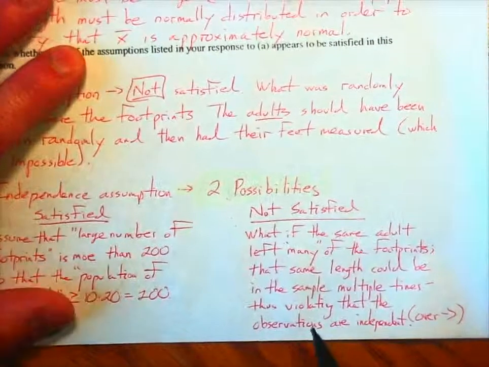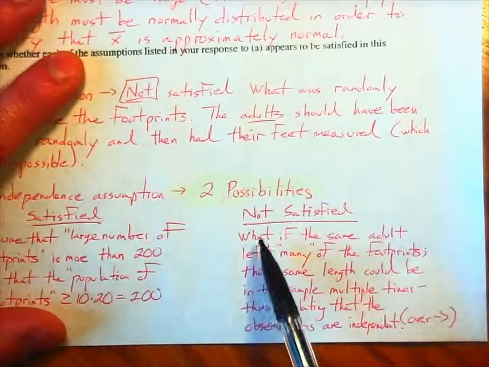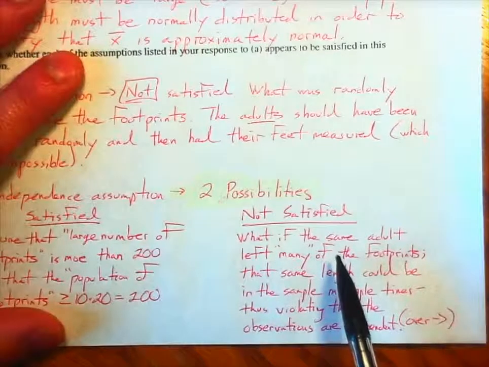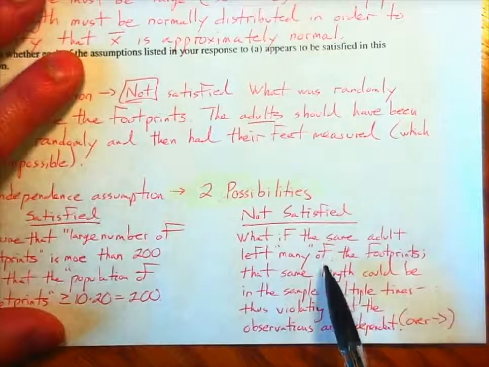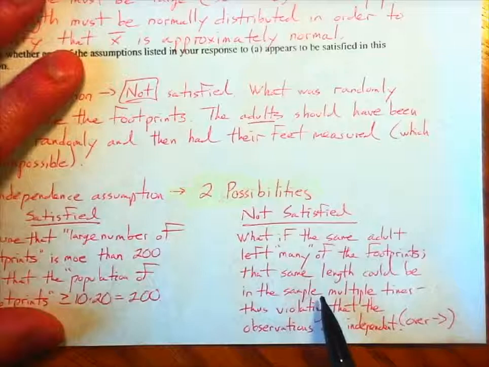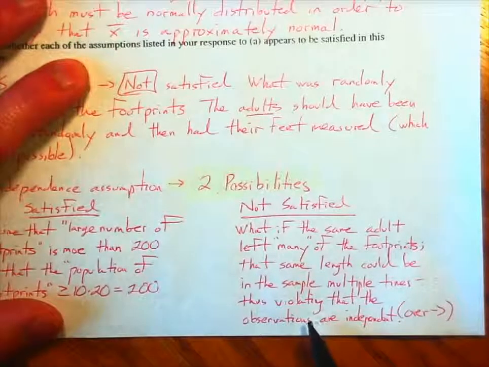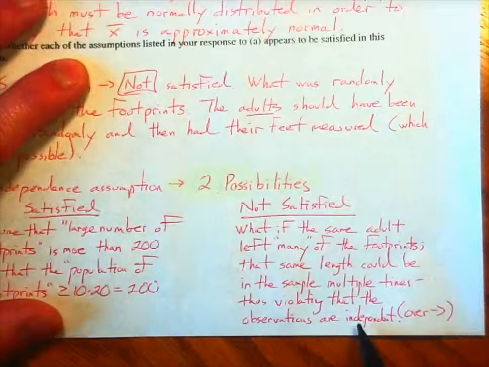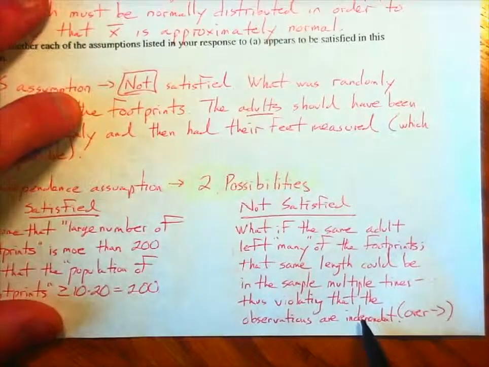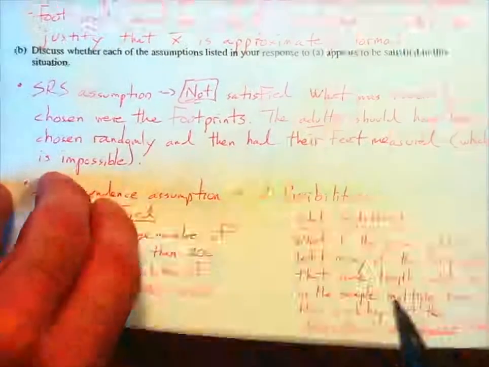Of course, anecdotally, you might be able to tell a story to claim that independence is not satisfied. Here's a good example of why. What if the same adult left many of the footprints among the many that are in the cave? Well, the problem is when we randomly select 20, that same length could end up in the sample multiple times because we're choosing a footprint that might have come from the same adult. That would violate the requirement that the observations, the actual footprints selected for the sample, are all independent from one another. In fact, maybe some of them came from the same adult. So satisfied or not satisfied, depending on the way you want to spin it, and either answer is correct.